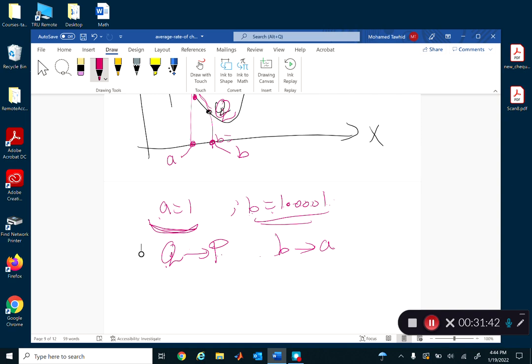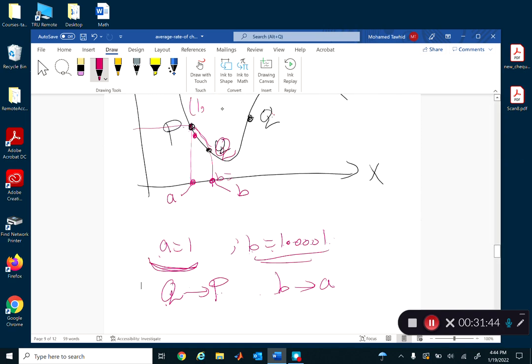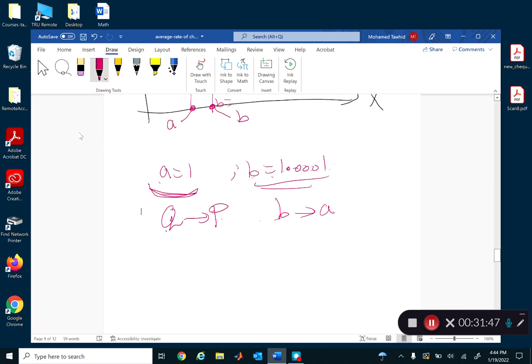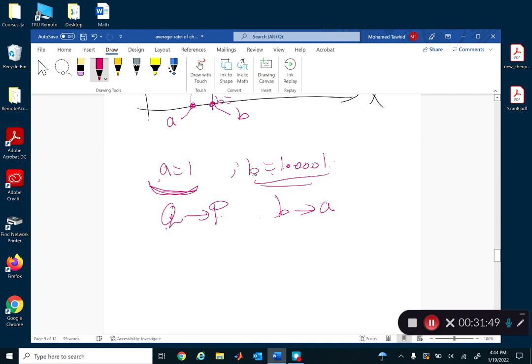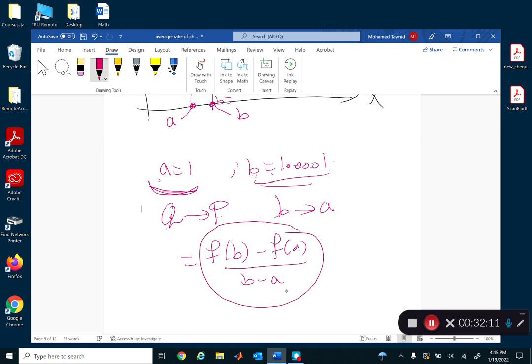Then what will happen for this function here? What happens to the average rate of change? Because I'm taking B very close, almost A. What did you hear me say when I say almost? It means very, very close, which means a limit. That is when you work with limits. So what is the average rate of change? The average rate of change is f of B minus f of A over B minus A. That is our average rate of change over the interval A to B.